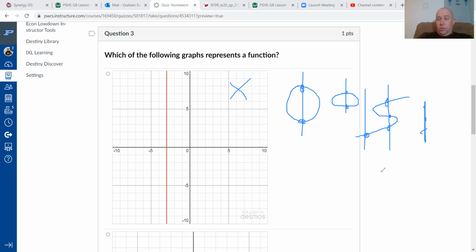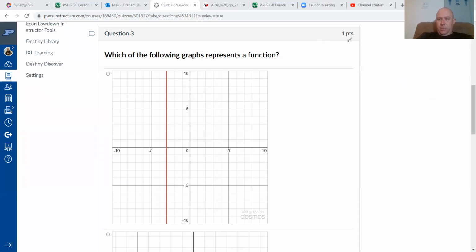You can certainly go and check the other ones as well. For the one that will work, wherever you draw a vertical line, it will only pass through 1 time. I think it's always easy to find the ones that are not functions and then eliminate those, and then you can pick out the correct answer as well.